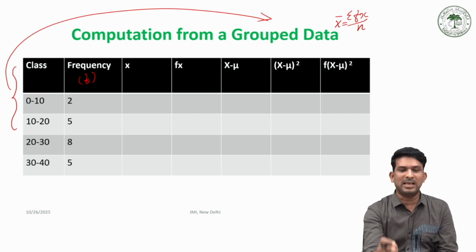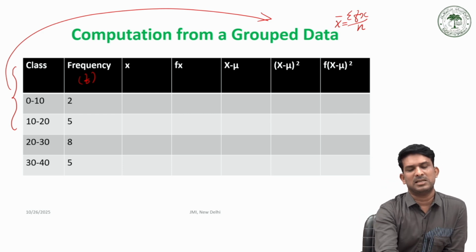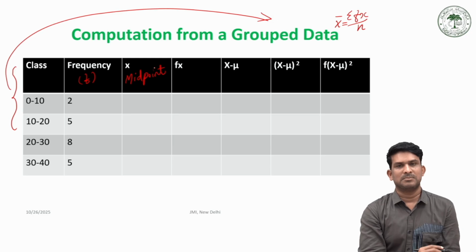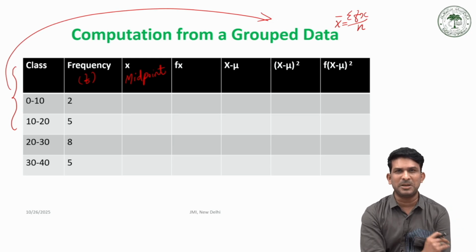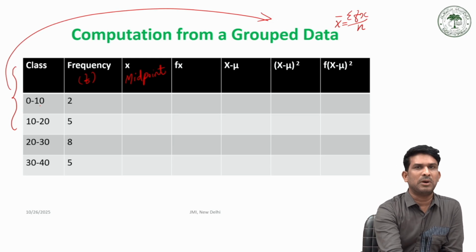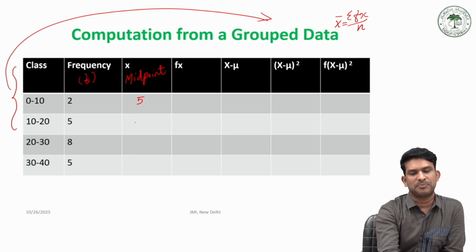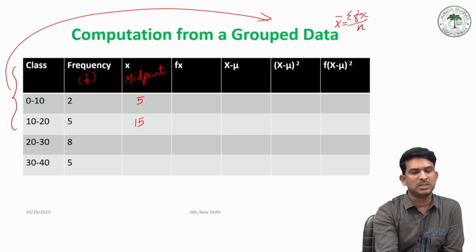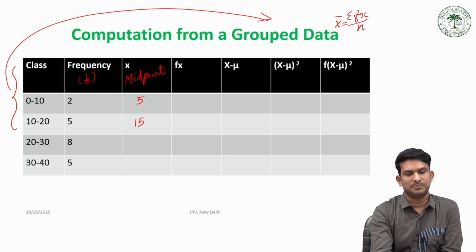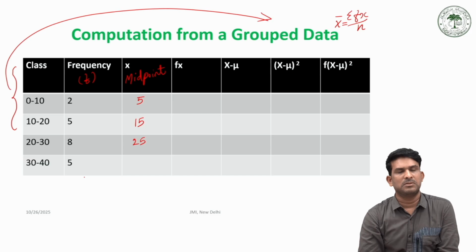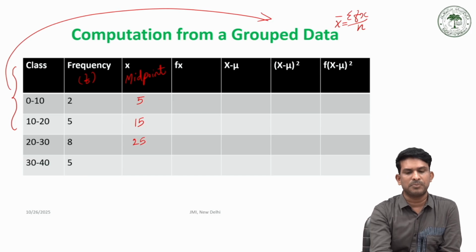What is x? X is the representation of the class, or we mention it as midpoint, right? It is midpoint. Got it? So shall we write the midpoints? 0 and 10. What is the midpoint? 5 is the mid value. 10 and 20, 15 is the midpoint. 20 and 30, the midpoint is 25. For 30 and 40, 35. Right?